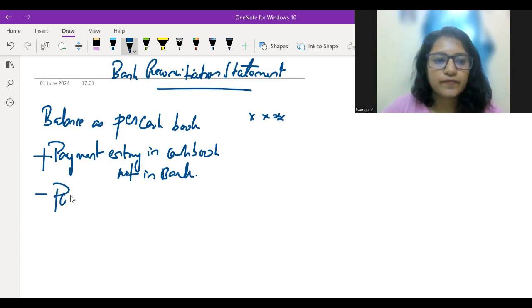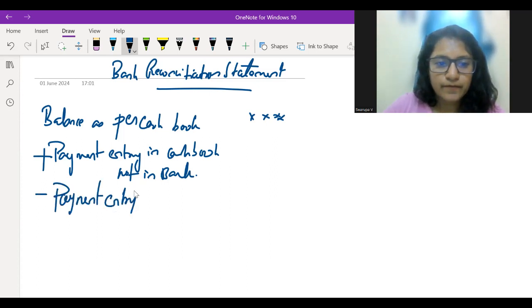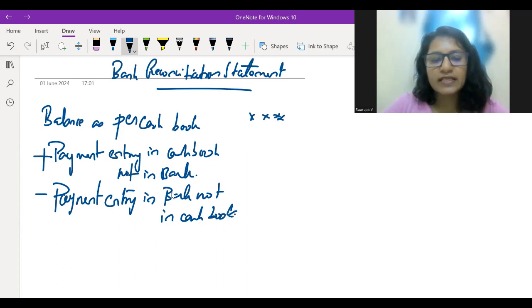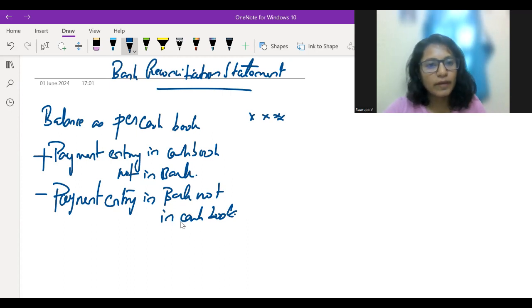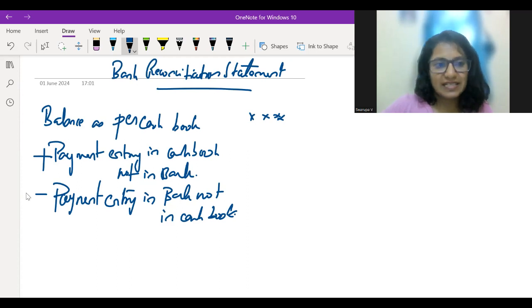The second one, payment entry in bank, not in cash. Like bank charges, it is automatically debited. Automatically your bank balance is reduced, but the entry is not yet passed in the cash book. So the balance is still higher in your cash book compared to your bank. So we need to make the entry. And what is the actual payment entry? When you make it, your cash balance reduces. So minus.